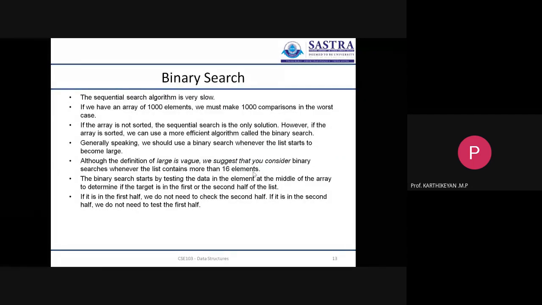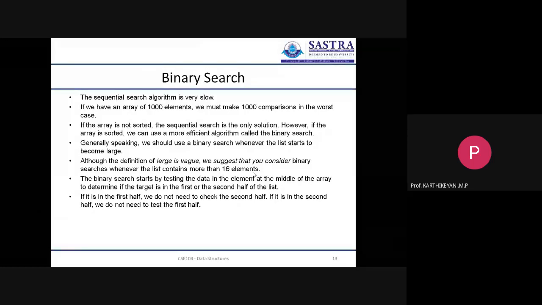Now, binary search. What is the advantage of binary search, and what is the condition for binary search? Why can we not use a sequential search for all kinds of lists? Because the sequential search algorithm is very slow compared to binary search. Suppose we have 1000 elements, and the element we need to search is at the 1000th index; we need to perform 1000 comparisons. In the worst case, even if the element is not in the list, we need to perform 1000 comparisons.